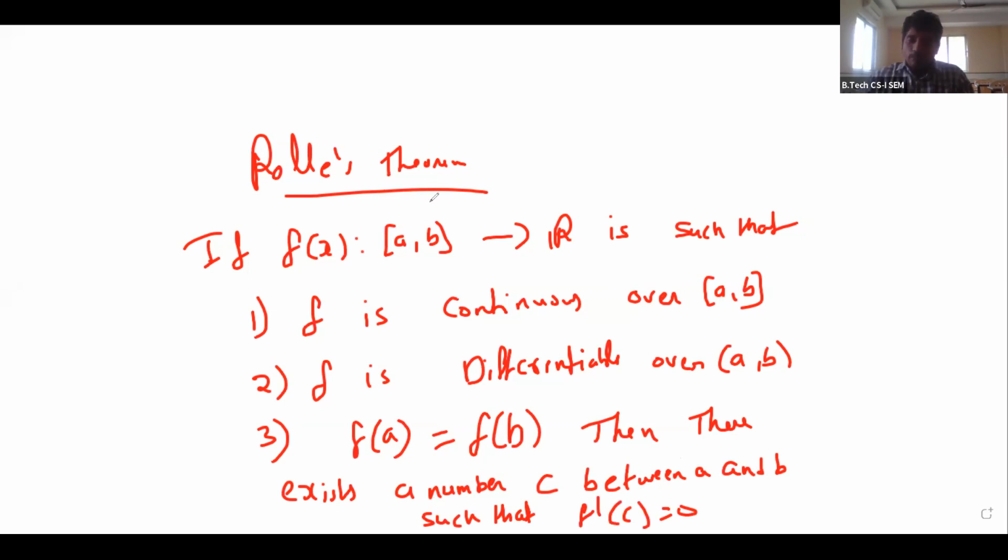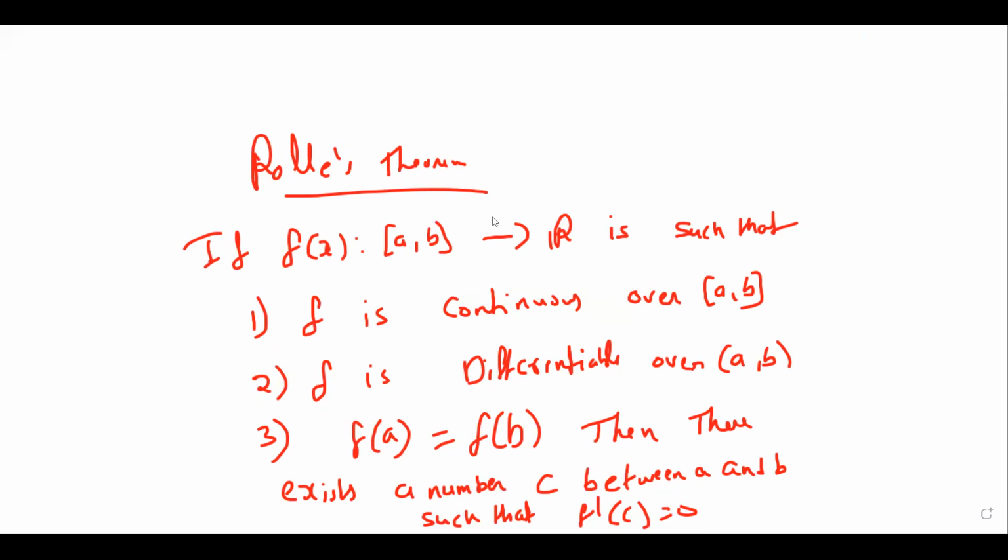Sorry for the interruption. I forgot to mention one condition which she had made me remember. Thanks for making me remember. Have you all copied this? Please type copied in the chat box.